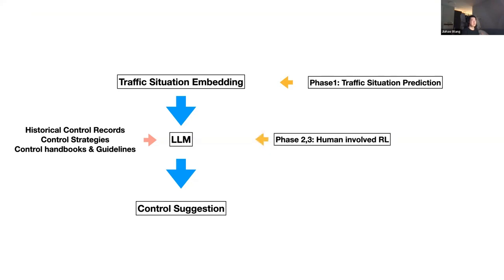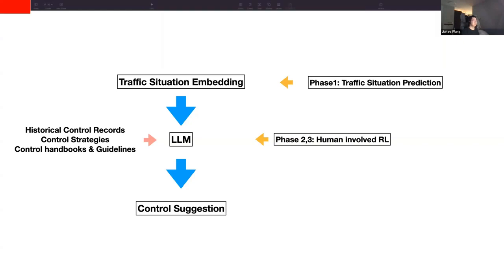For phase 2 and phase 3, we will do research based on human-involved reinforcement learning, where we want to train a deep learning model with human feedback so that the model makes suggestions not only aiming for the optimal result, but also for something that is reasonable from a human perspective and can be used in real life. So that is everything I want to present here, and thanks for listening.